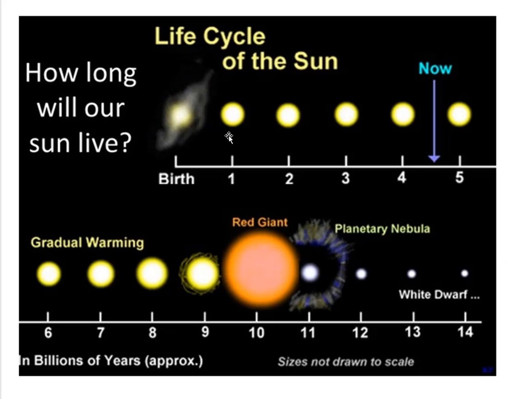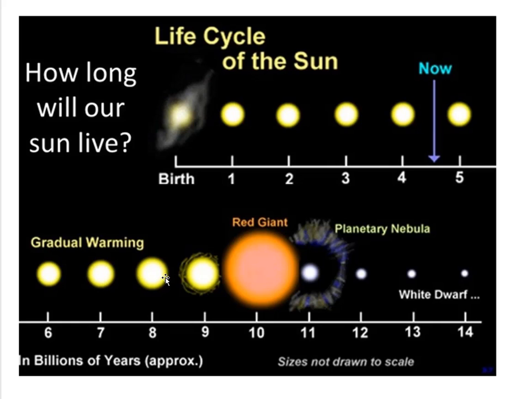So, what's going to happen to our sun? Our sun is somewhat of a reasonably boring star. It started off as a big ball of gas. It collapsed, and now it's been pretty stable. We're here. We're 4.5, 5 billion years old. We're going to keep going.